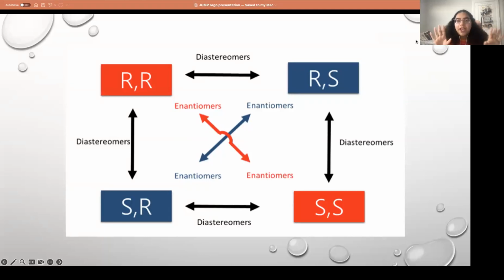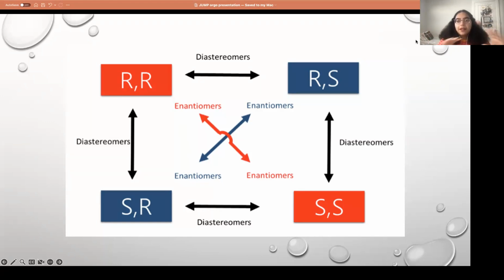So that's like your hands. They're mirror images of each other, but you can't superimpose them. And so that would exist if all of the chiral centers are exact opposites. So say you have a molecule with two chiral centers, both of them either R or S. If you have an RR and an SS, those are enantiomers to each other because they're exact opposites. The other option is if you have SR and RS, those are enantiomers.